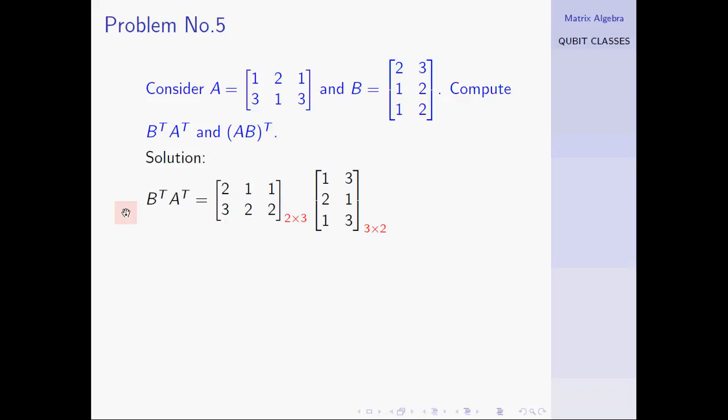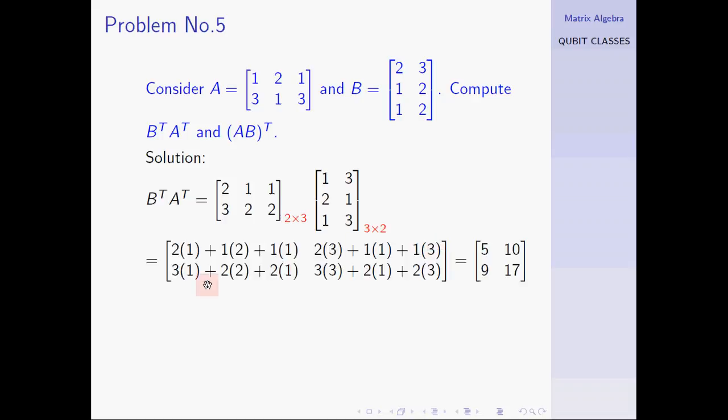Now we saw in the previous problem that transpose of any matrix is obtained when you interchange its rows and columns. Now if B is 2 3 1 2 1 2, its transpose will be 2 3 will be the first column, 1 2 will be the second column, and 1 2 will be the third column. Similarly, A transpose will be 1 2 1 in the first column and 3 1 3 in the second column. So B transpose has order 2 by 3 and A transpose has the order 3 by 2.